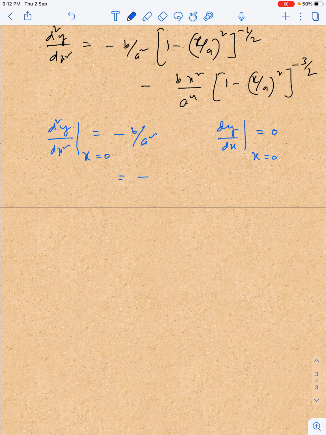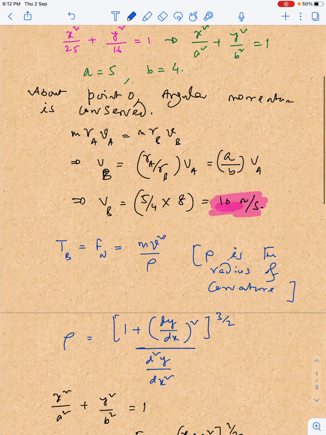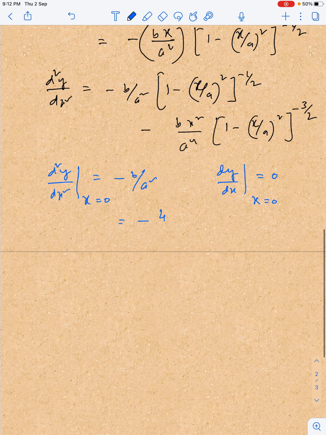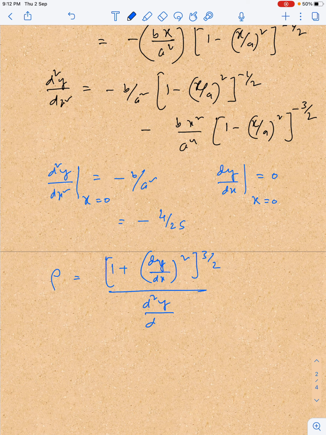So if I put minus b was coming to be how much, 4. So I will write 4 by 25, right. So now rho is equal to 1 plus dy dx whole square whole to the power 3 by 2 divided by d2y dx2. तो इसमें मैं वैल्यू पुट करूँगा तो dy dx तो ऑलरेडी 0 आ चुका है. So it will be 1 by minus 4 by 25. So it will become 25 by 4. So that is 6.25 मीटर, ठीक है.